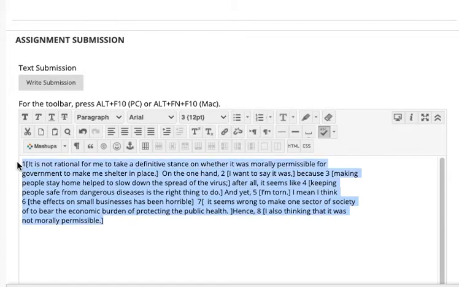Okay. All right, so if I have made mistakes, I'm going to capture them as I go through the next step. So my next step is to identify premises and conclusions. On this one, it says, it is not rational for me to take a definitive stance on whether it was morally permissible for government to make me shelter in place.